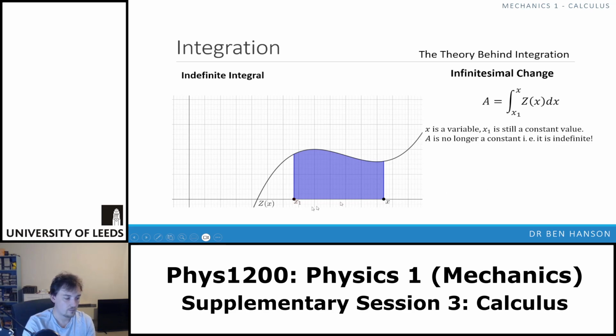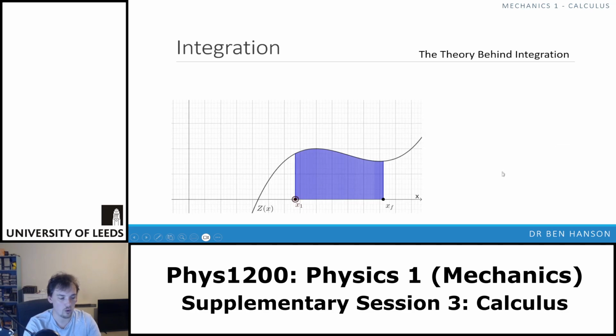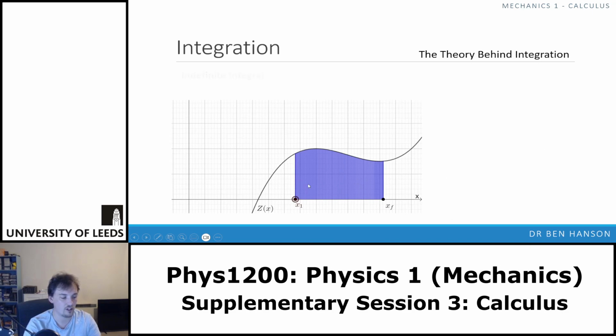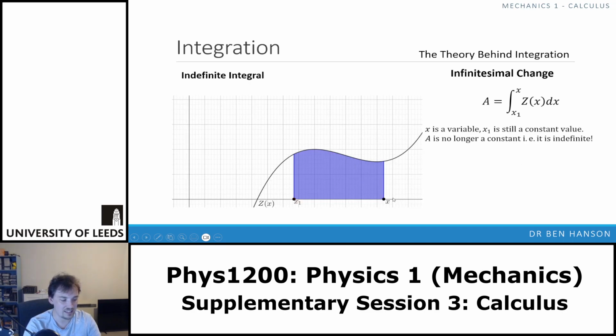So because x is now a variable, a is now a variable, right? Here, in the previous one, that was the total area. It was a constant value. x1, x2 are constant values. That makes the area under this graph constant. But if x is itself variable, then the area of this graph depends on where x is. So x is now a redefined area function. We're now calculating a function. That is why it's called indefinite, because we haven't specified it to be a specific value yet.